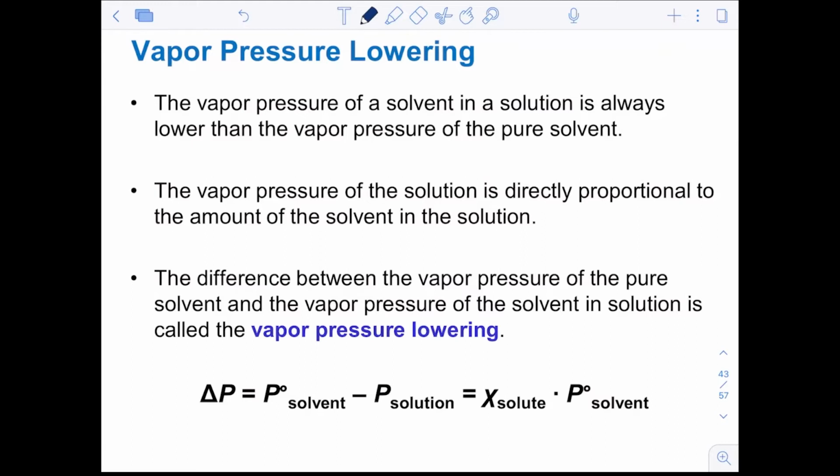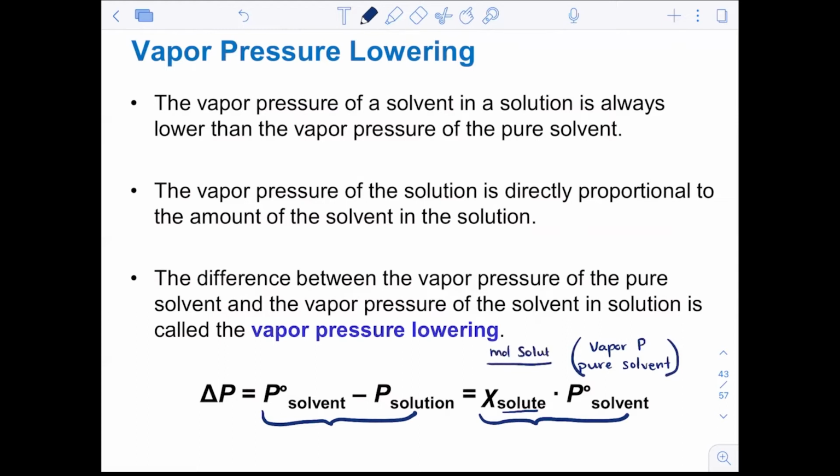The difference between the vapor pressure and the pure solvent, this change in pressure, right, state function, is the mole ratio of the solute, multiplied by the vapor pressure of the pure solvent. So this is the pure solvent vapor pressure multiplied by the moles of solute divided by total moles. Beautiful. And that would equal the change in pressure.